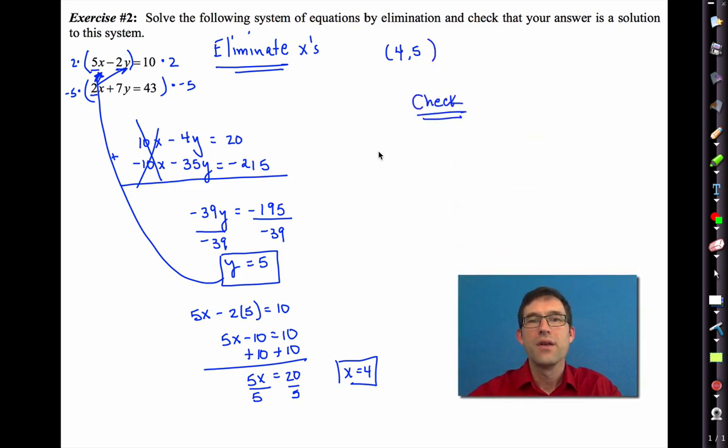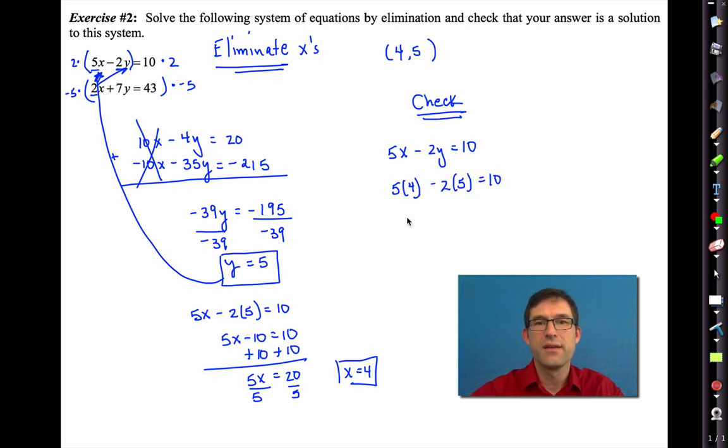All right, so we check very easily by substituting into both equations. Let's see, 5 times 4 minus 2 times 5 equals 10. 20 minus 10 equals 10. 10 equals 10, great. Let's check it in this one.